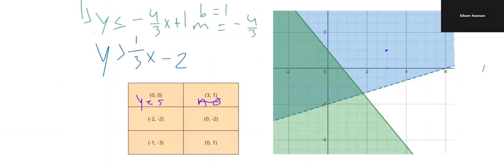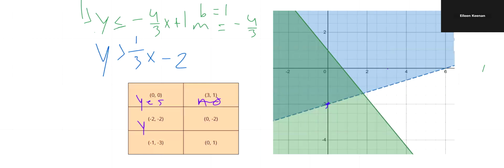Okay, next one is -2, -2. So right here, that is within that shaded region. So yes, I'm just going to write a y. Next one is 0, -2. That's right there on the line.